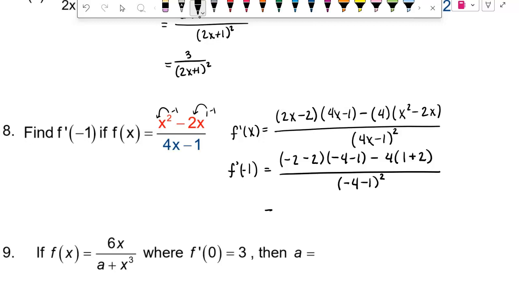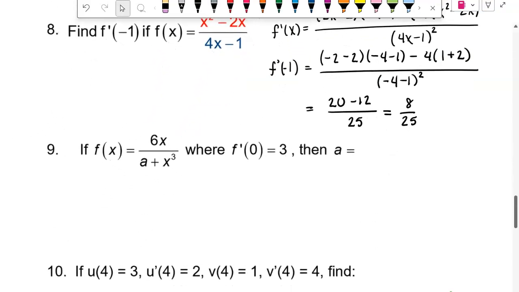So from here, it looks like we've got negative 4 times negative 5, which is positive 20. And then we've got minus 4 times 3, so we've got minus 12, all divided by 5 squared, negative 5 squared, which is positive 25. So we've got 8/25 as our final answer.